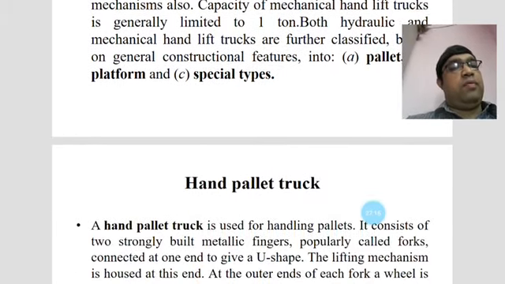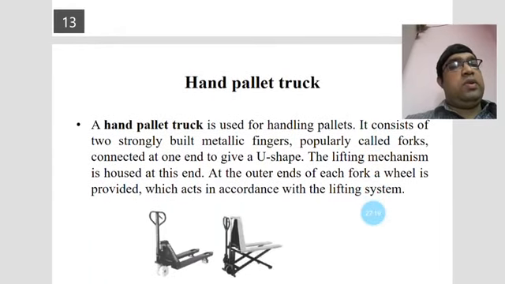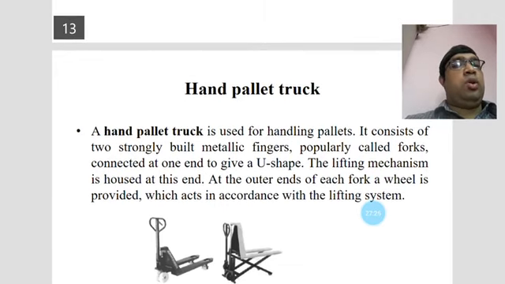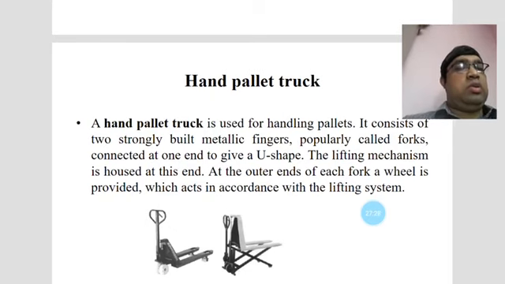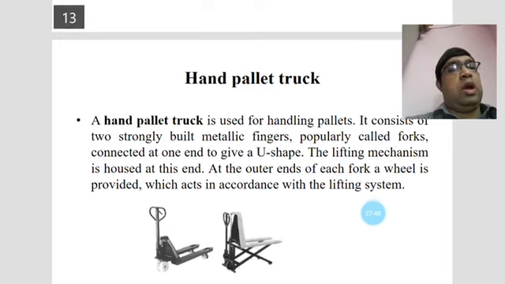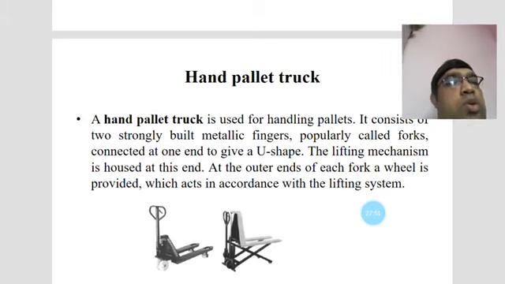And the hand pallet truck is used for handling pallets. It consists of two strong built metallic fingers. Sometimes we can say that this type of lifting has two forks in front of the system, and we put the load on them, and then your materials get the vertical, upward movement. And other things will also be covered. The popular fork is connected at the end of the handle.